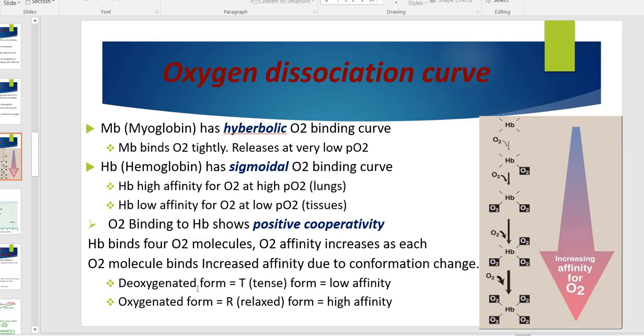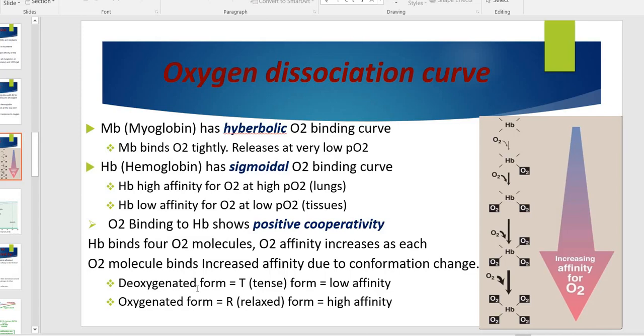This means that hemoglobin has high affinity for oxygen binding at high pressure of oxygen, like in the lung. There is very high level of oxygen, so hemoglobin can bind to a large amount of oxygen molecules. This means high affinity. And hemoglobin has low affinity for oxygen at low pressure of oxygen, like in the tissue. There is low pressure of oxygen, so hemoglobin has low affinity for oxygen, so it can release oxygen to the tissue, so it can mediate its main function, which is transportation of oxygen from the lung to the tissue, and we will explain this in details once more.